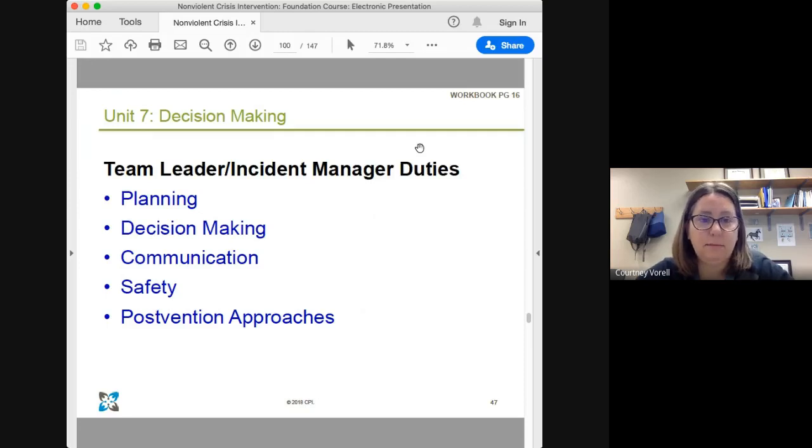Safety, I'm just overall monitoring the safety of everybody in the situation and acting accordingly. And then I'm also going to lead those post-vention approaches, so that debrief that's going to happen, and make sure that we process that incident in a logical way so that we can learn from it, improve for next time if needed, and have the required documentation.